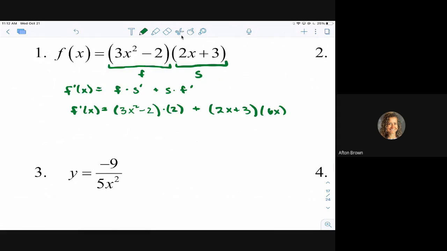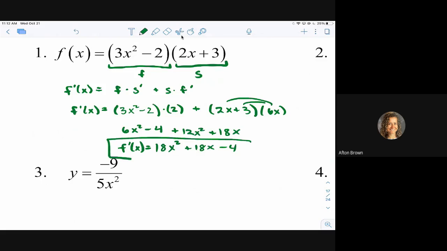And then I just simplify this. So I'll distribute the 2. If I distribute the 2, I'd have 6x squared minus 4. Distribute the 6x, I'd have 12x squared plus 18x. I can combine like terms and I'd get 18x squared plus 18x minus 4. Always label your answer, so make sure you call this f prime. Okay, so that's product rule.